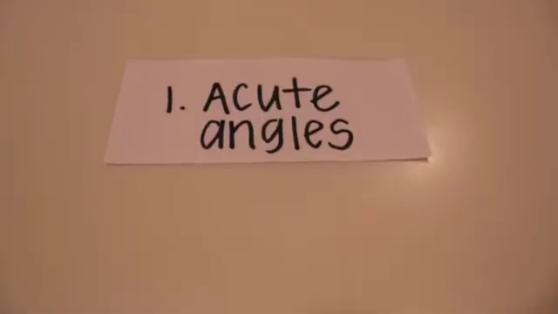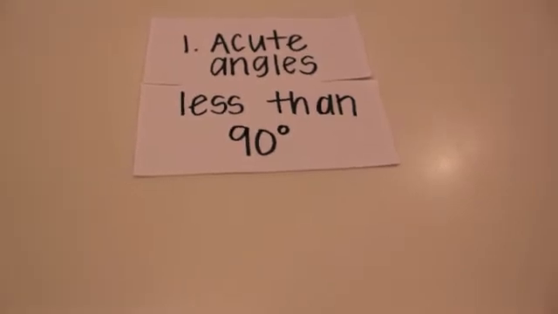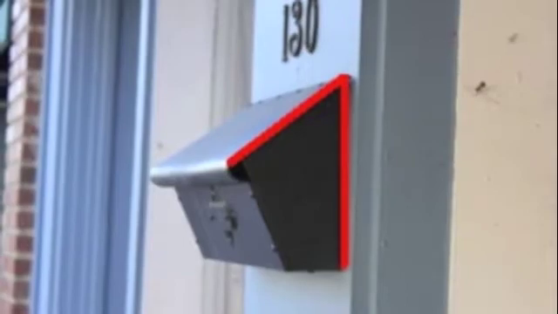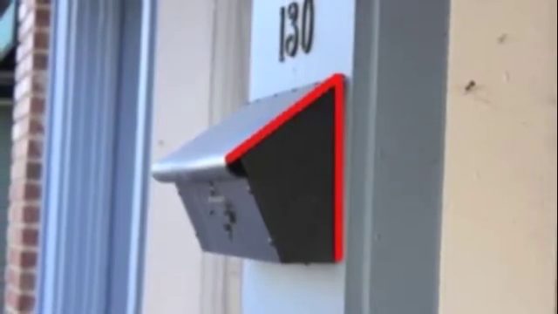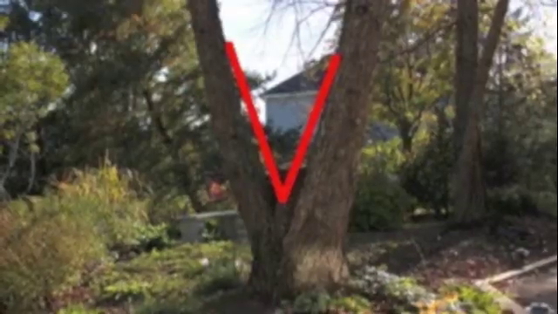The first angle we're going to talk about are acute angles. Acute angles are less than 90 degrees. They look like this when drawn out. Acute angles can be found in your own town, in your home, or even outside.